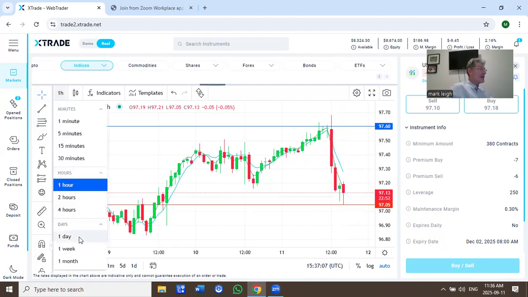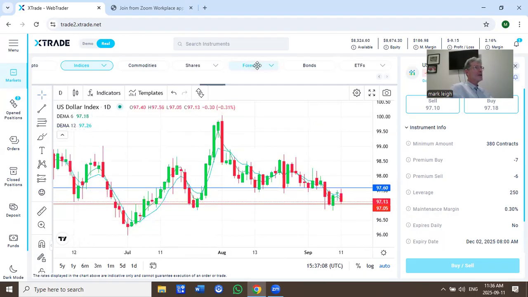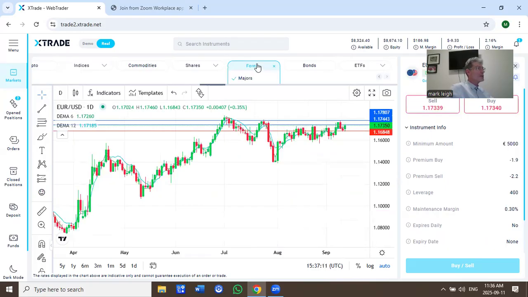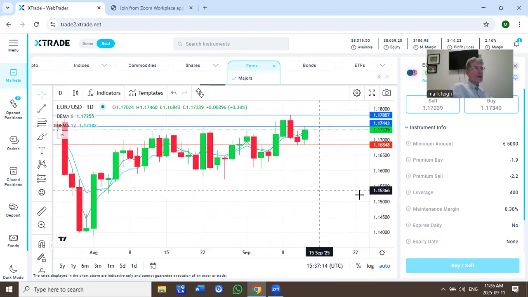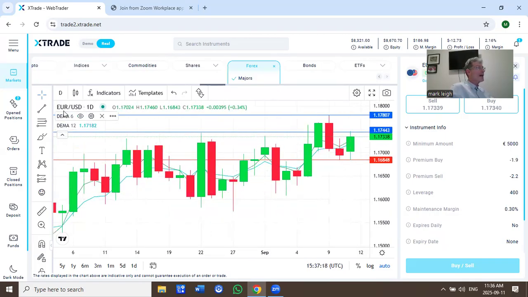Let's have a look at the majors. Starting with the Euro US, I've got the daily chart up. There you see the green candlestick, buying euro, selling US dollar weakness. I've got support at 116.84, double bottom. Euro all the way up to resistance at 117.44. Seeing a wick right now, that would be selling euro, buying US dollar trying to fight its way back.